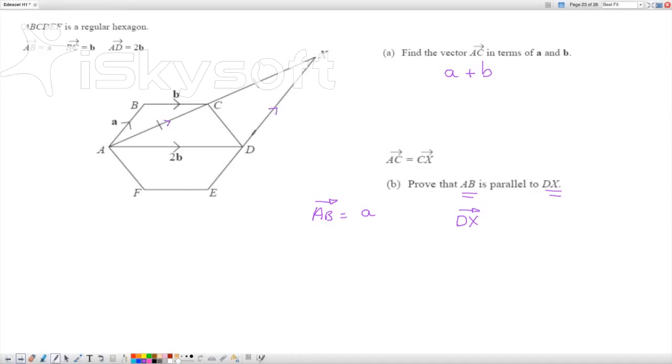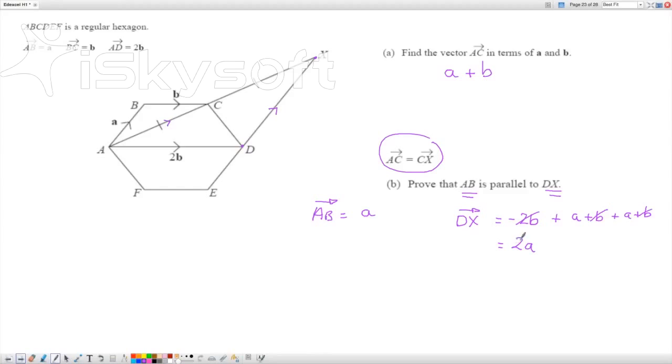DX is this vector from here, D to X. To get there, we're going to have to go backwards on our 2b, so we'll be subtracting 2b. Forwards on our AC, we just worked out AC, so plus a plus b. But remember, CX is the same as AC, so we add here another vector, a plus b. So simplifying, we have minus 2b plus b plus b, that cancels, and we're left with 2a.